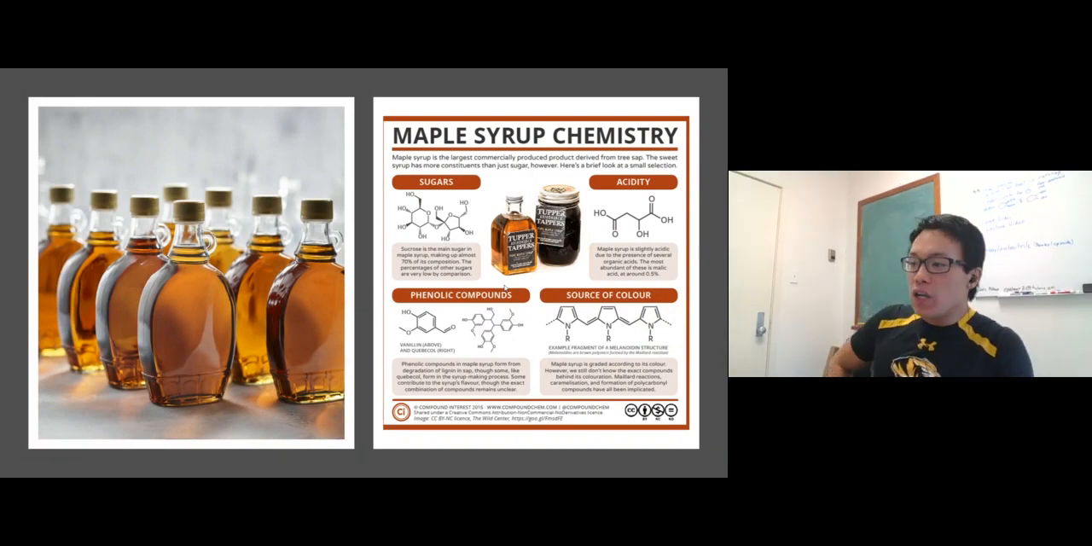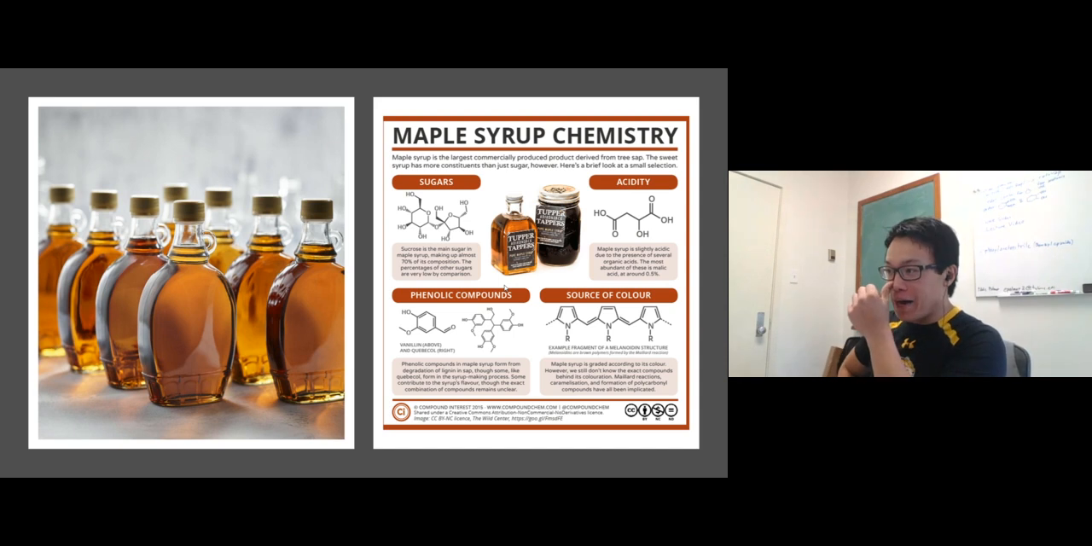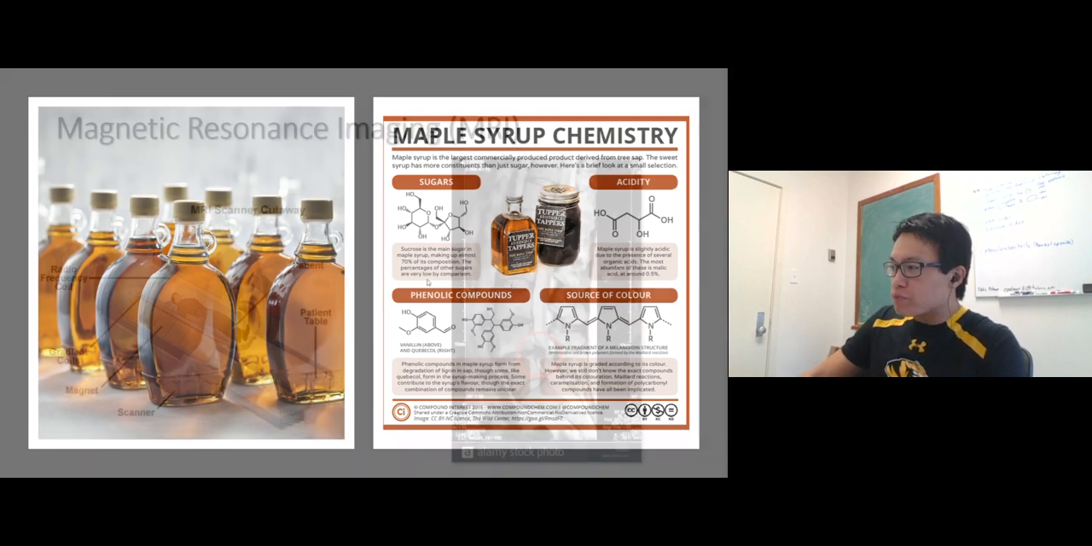If you look at your handout, I attached this into the handout as well. So in maple syrup, there are sugars. There's some acidic compound, phenolic compound. Got a phenol group in there, all right? And the colors, that's a caramel color. You can read all this later.